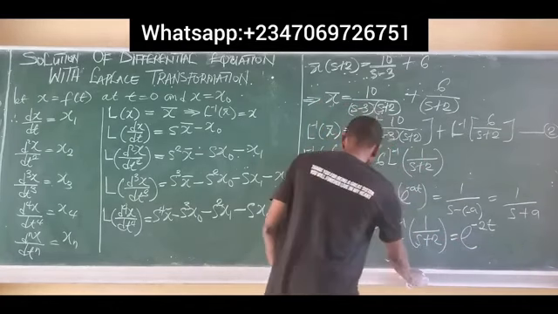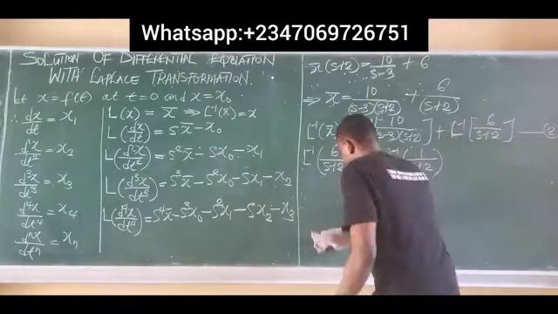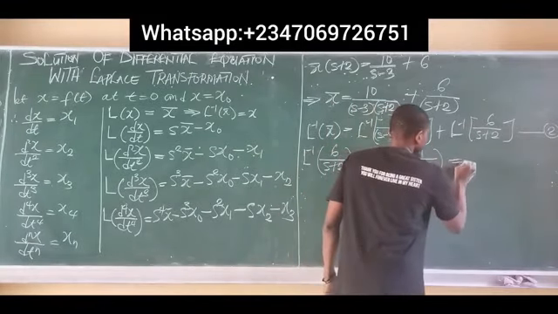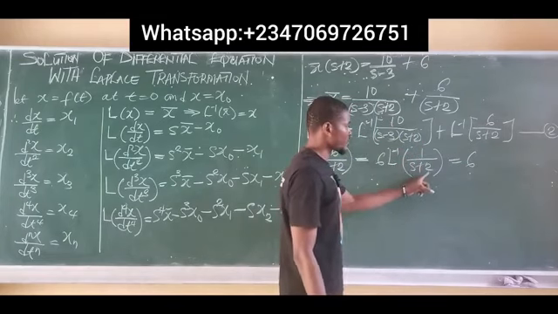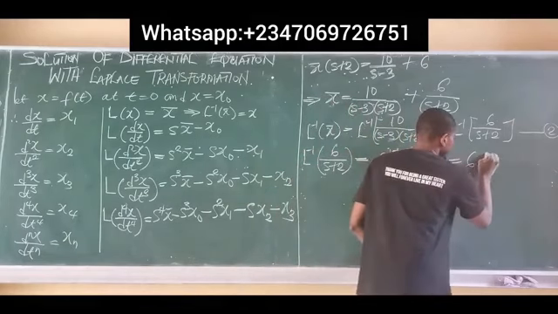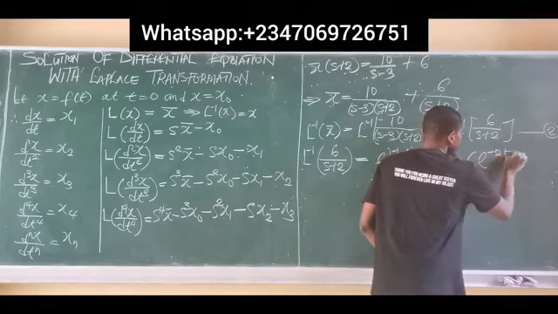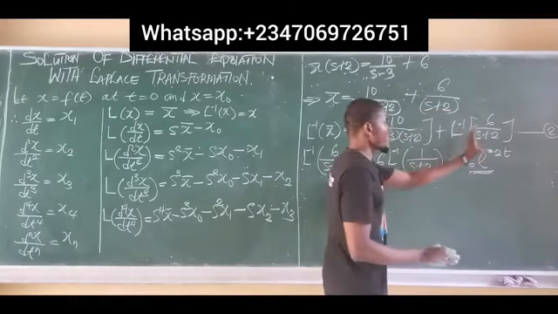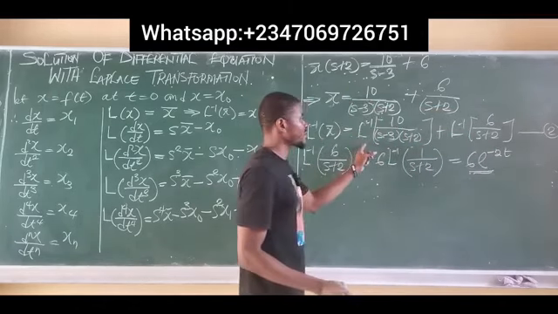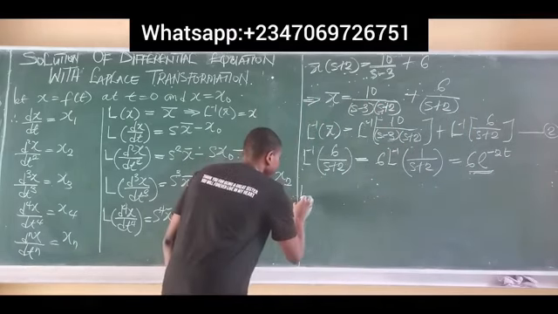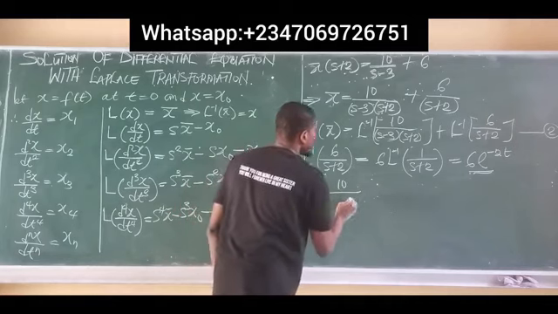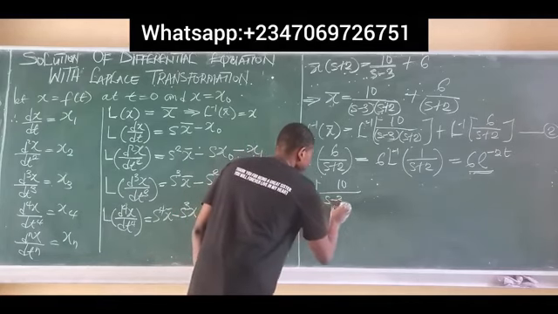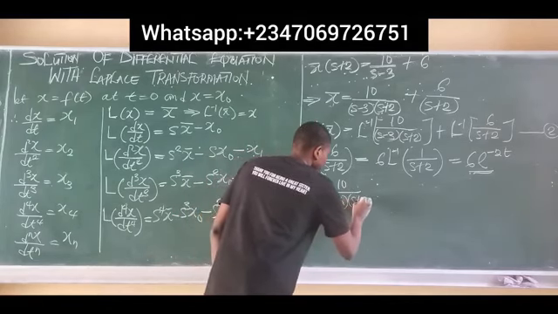All right. So this is now equal to 6 times, the Laplace inverse of 1 over s plus 2, which we have obtained to be e to the power of minus 2t. So this part is solved. We know this part. Then we need to find the Laplace inverse of this part: the Laplace inverse of 10 all over s minus 3 times s plus 2.